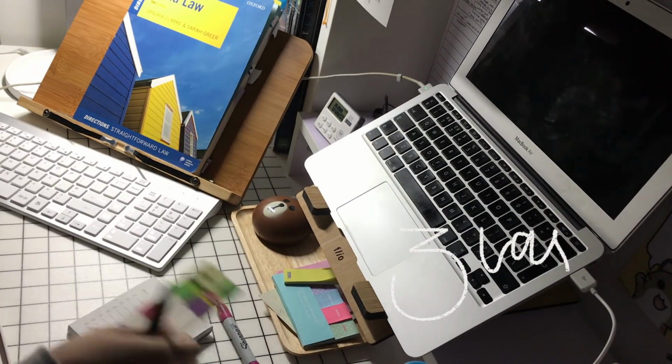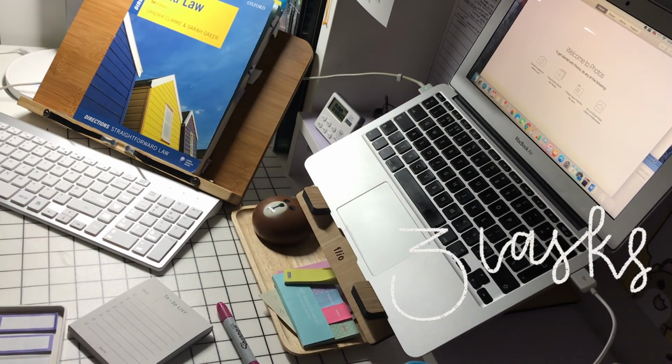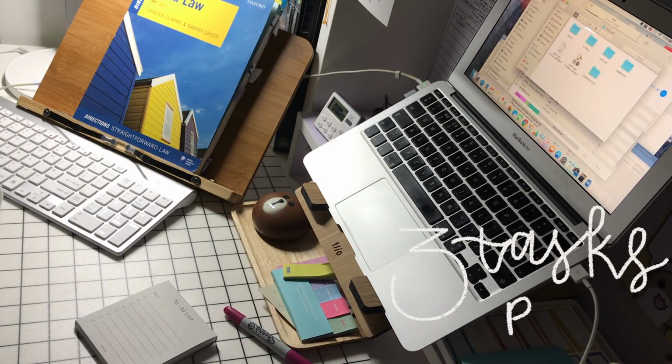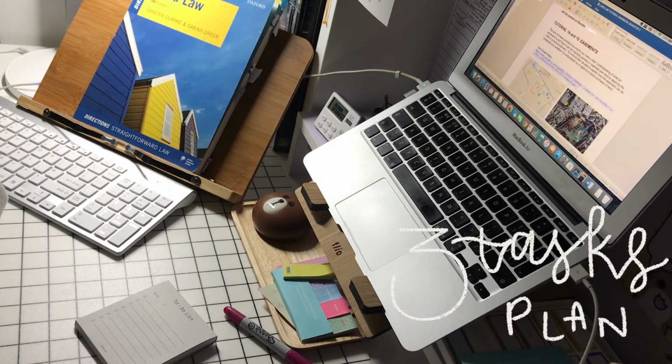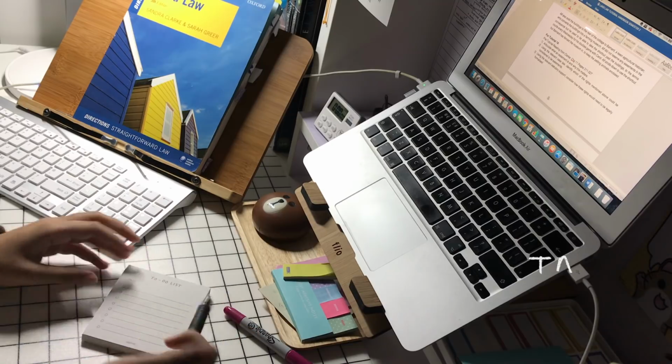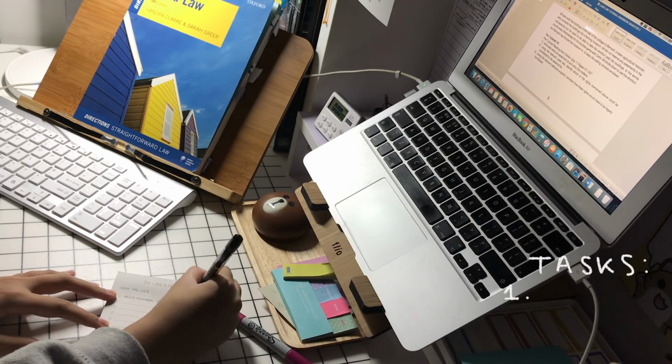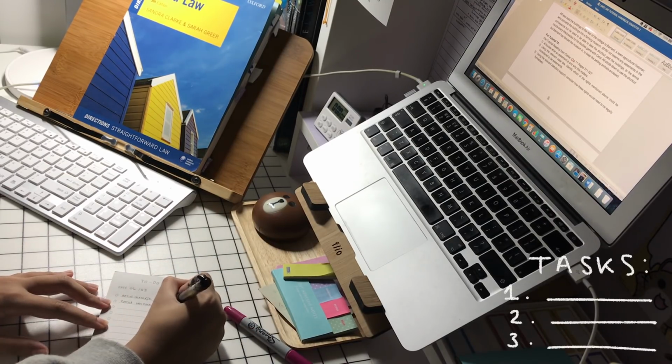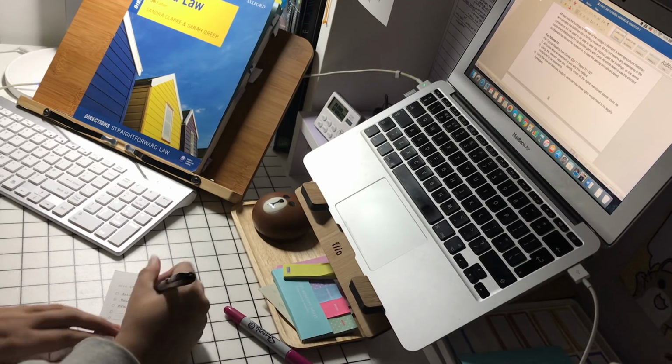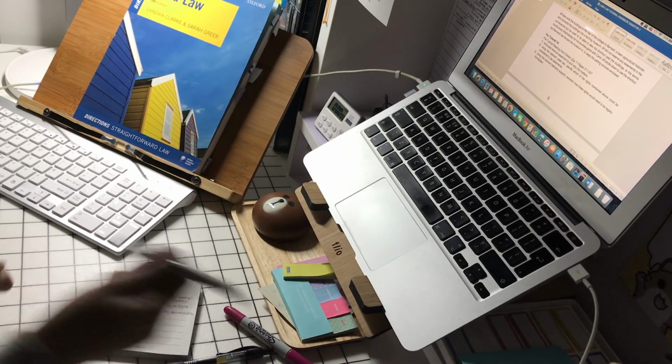Hello everyone, so today I'll be going through my 3-task plan. It's just a way for me to get through all my readings in an efficient way. So first of all, I start off by getting a list pad and then writing down 3 tasks which I need to get done throughout the study session.